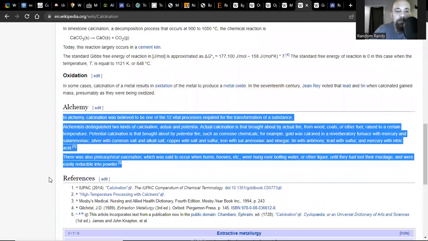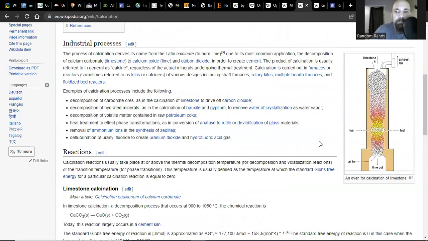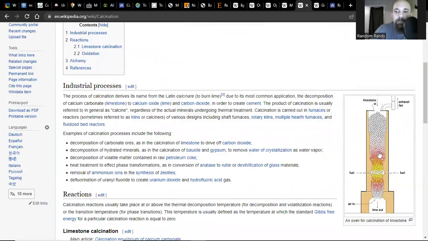Okay. And then there's philosophical calcination, which has to do with living things and the powdering of different things. So this philosophical calcination is used a lot in Chinese medicine, or Eastern medicine. And we see how they use towers here to create this calcination process. That's interesting in itself, as we see a lot of evidence of tower structures in the old world.